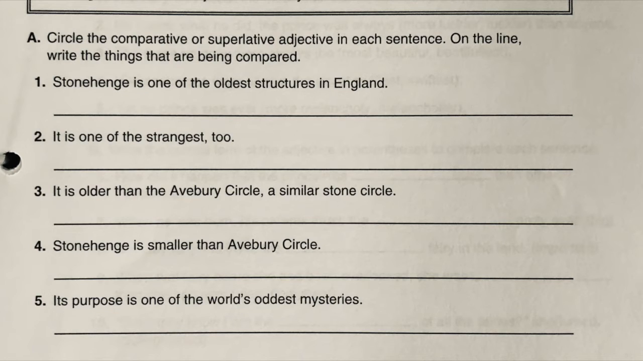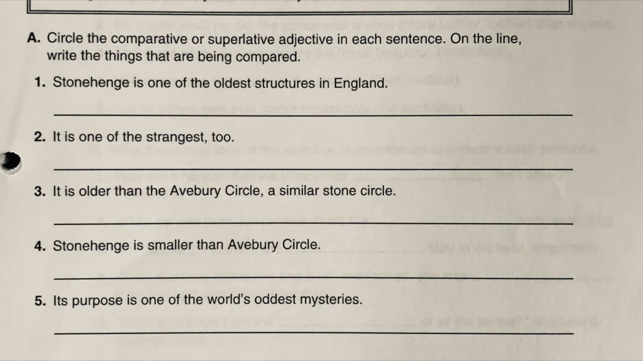All right, so let's look at page 55, part A, and we're going to do number 1 together. The instructions on part A say, circle the comparative or superlative adjective in each sentence. On the line, write the things that are being compared. So you have 2 things to do. There are 2 steps to each question. The first thing you do is circle the comparative or superlative adjective. And then on the line, you're going to write the 2 things that are being compared. So let's look at number 1.